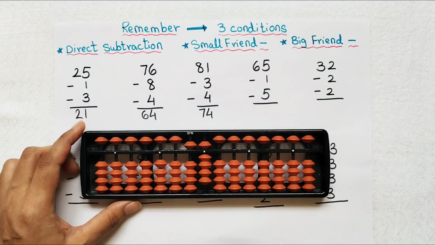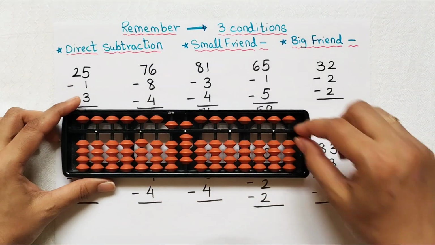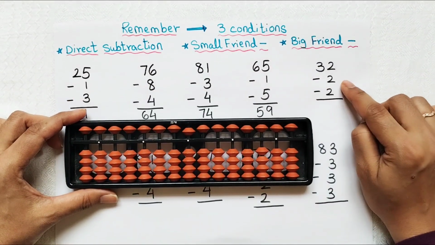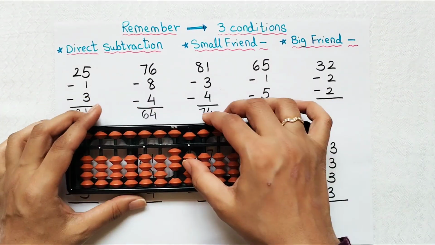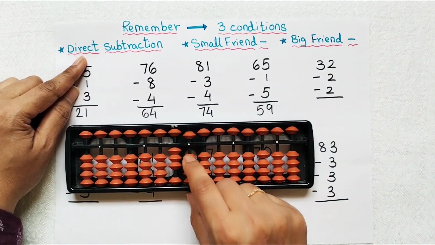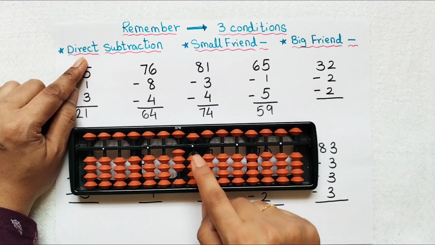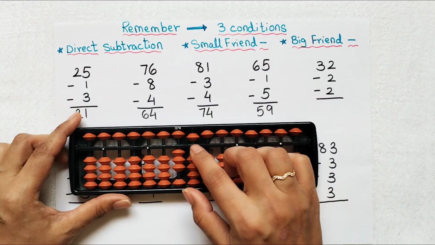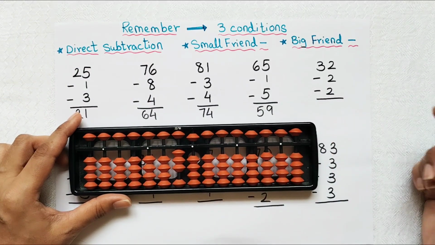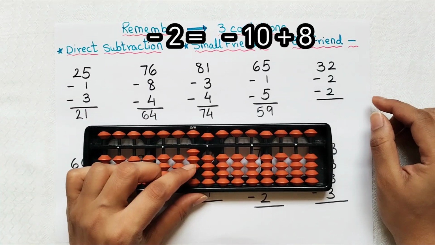Next, 32 less 2 less 2. 32 less 2. I will go with direct subtraction. Yes. Again less 2. Now what will I do? Direct subtraction not possible. Small friend not possible. So I have to use the big formula. That is less 10 plus 8. My answer is 28.